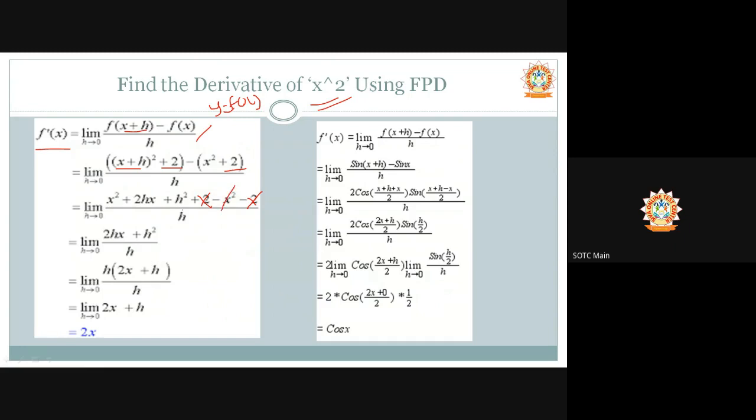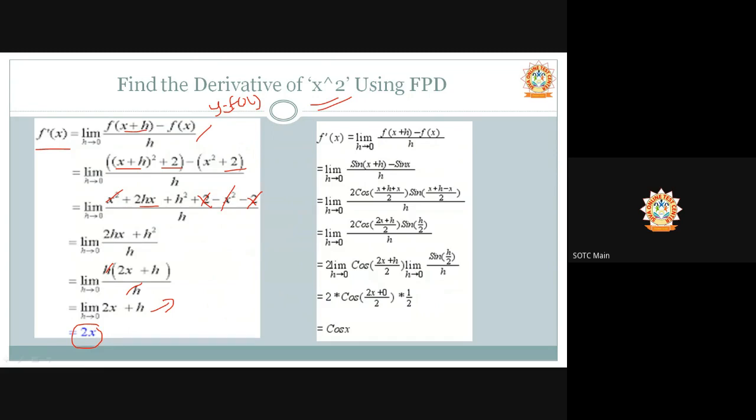So now minus x square plus x square cancel. What is the remaining? 2hx plus h square. Now take h common, remaining what? 2x plus h. This h cancels. What is the remaining? Limit h tends to 0 of 2x plus h. If you substitute h as 0, what will it become? 2x. That is your differentiation or derivative of x square, that is 2x.